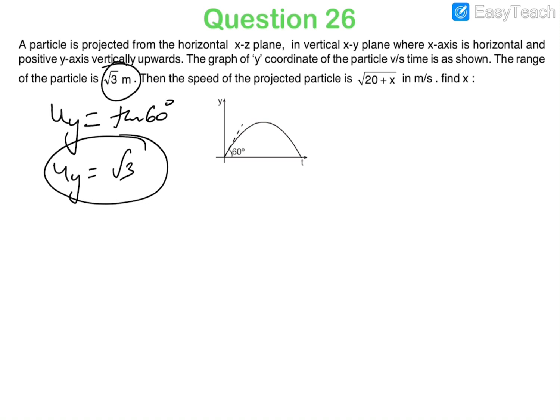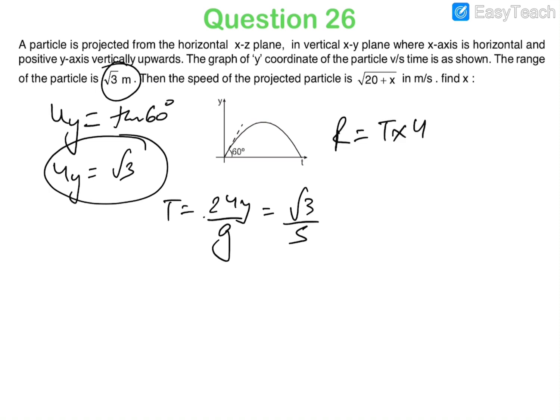So speed of the projection. Obviously we know that the time of flight will be 2uy by g. So it would be root 3 by 5, and the range r will be equal to time of flight into ux. So ux will be equal to r by t. So r is root 3 and t is root 3 by 5. So ux is equal to 5.